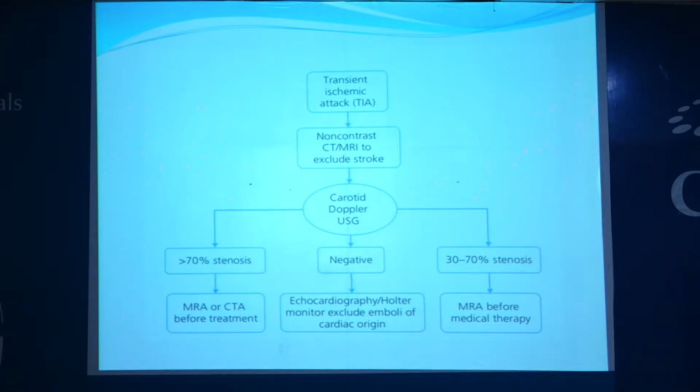Now once we have ruled out stroke, we have to get a carotid Doppler ultrasound done. But why is that? Because a patient with transient ischemic attack has a 10% chance of developing stroke in the first 90 days. So it's better to identify if there is any stenosis in the carotid arteries or down below. If it is negative, then get an echo done to rule out any cardiac emboli. And if there is stenosis, of course, further investigations like MR angio or CT angio can be done to identify the level and the percentage of stenosis before starting any treatment.